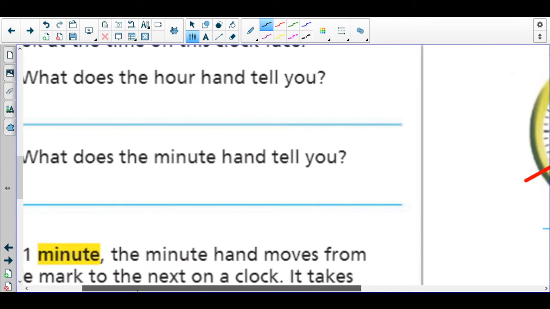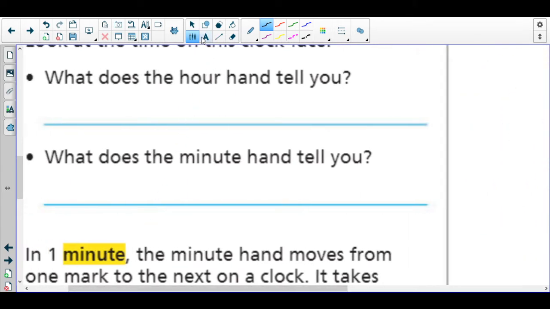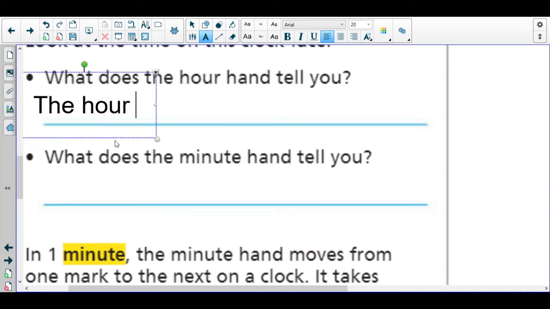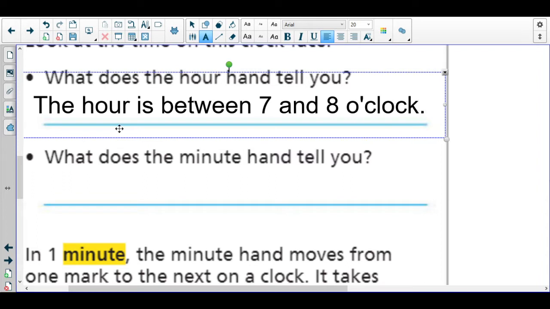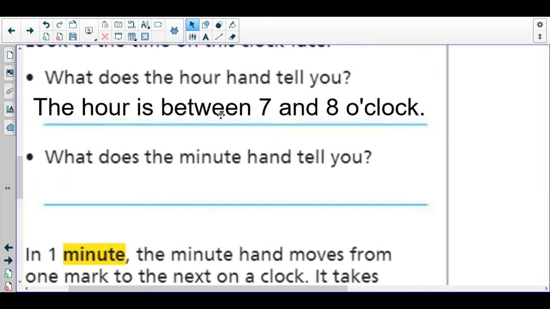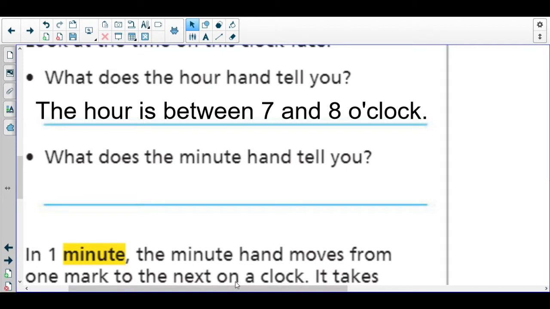All right, so what does the hour hand tell you? It says that the hour is between 7 and 8 o'clock. All right, so it has to be 7. It's not 8 yet because it's not there. What does the minute hand tell you?